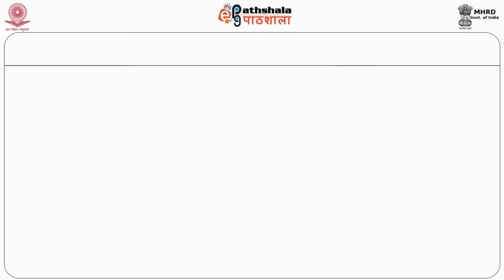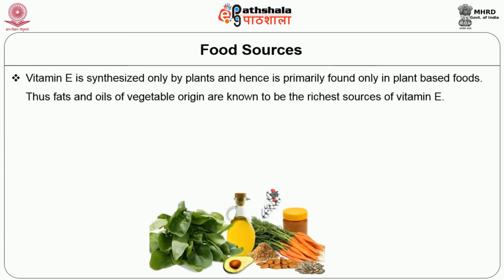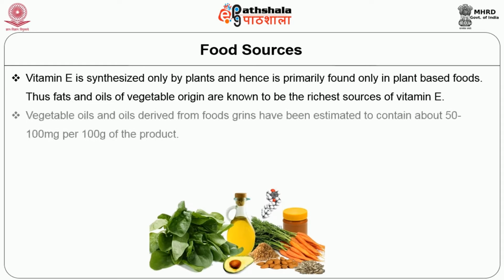Now let us look into the major food sources. Vitamin E is synthesized only by plants and hence is primarily found only in plant-based foods. Thus, fats and oils of vegetable origin are known to be the richest sources of vitamin E. Vegetable oils and oils derived from food grains have been estimated to contain about 50 to 100 milligram per 100 gram of the product.